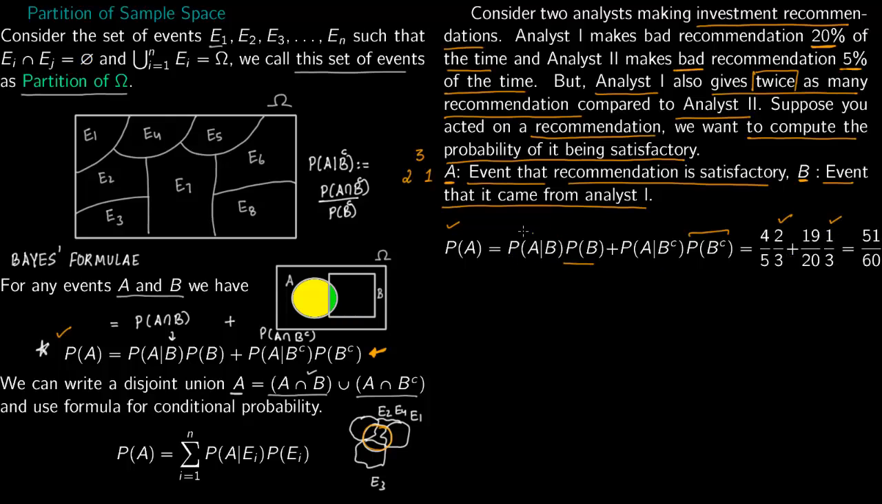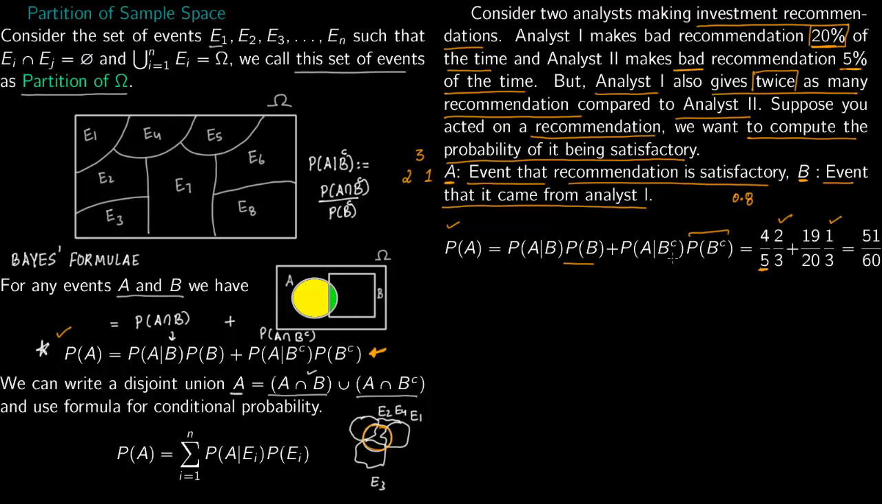So probability of A given B. So the event that the recommendation is satisfactory and it came from analyst 1. So this will be 80%. A bad recommendation is 20%, so that means a satisfactory recommendation is 80%. And 80% is 0.8, and instead of 0.8 we write 4 by 5.